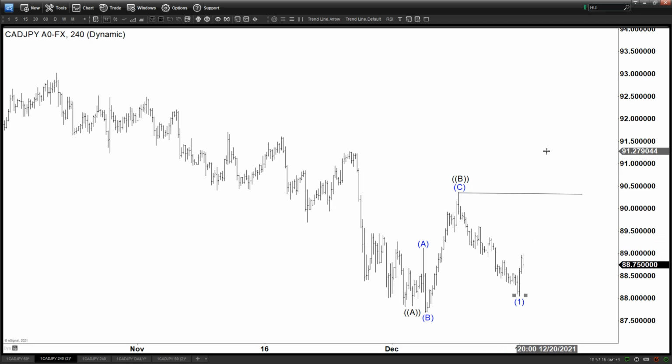Okay, so that's it for the chart of the day.